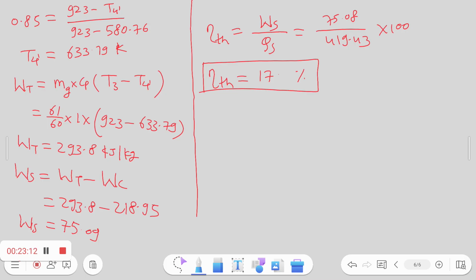Understood this numerical, right? So calculate the actual temperature, compressor work, heat supplied, and turbine work. And from turbine work, get the shaft work, and then the efficiency, right?